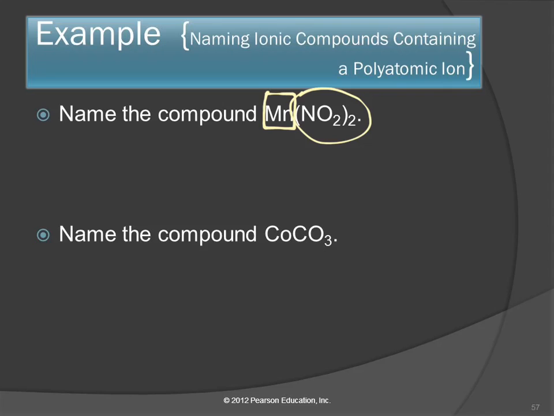2 ions. So the first one, Mn, is manganese. Not magnesium, manganese. Is manganese in group 1, 2, 3 zinc or silver?